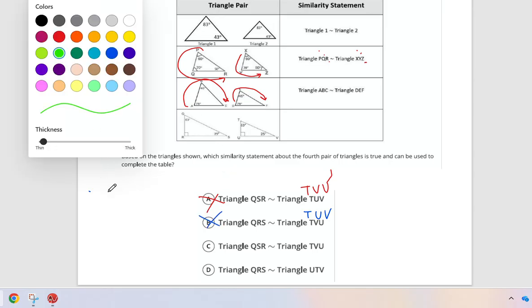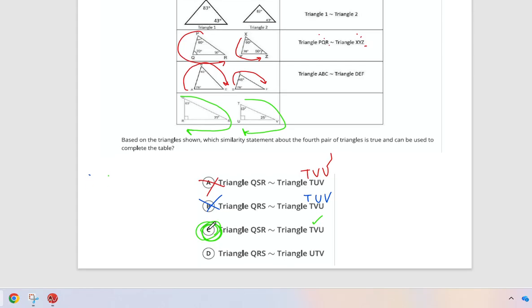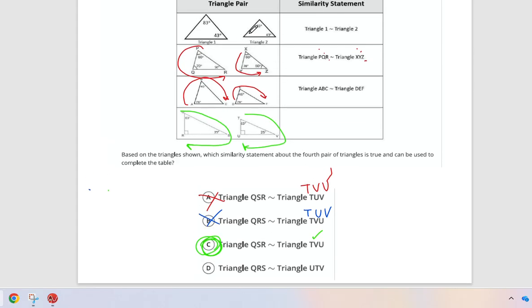Now let's change to another color. We'll go to green. So this one's QSR, QSR. That one should go to TVU, TV, and that matches up. QSR, TVU matches up. That's my answer. Ding, ding, ding, ding, ding. Easy stuff. Oh, and that's it. Thank God. Pretty easy stuff. Not too bad. Do it to it, my brothers.